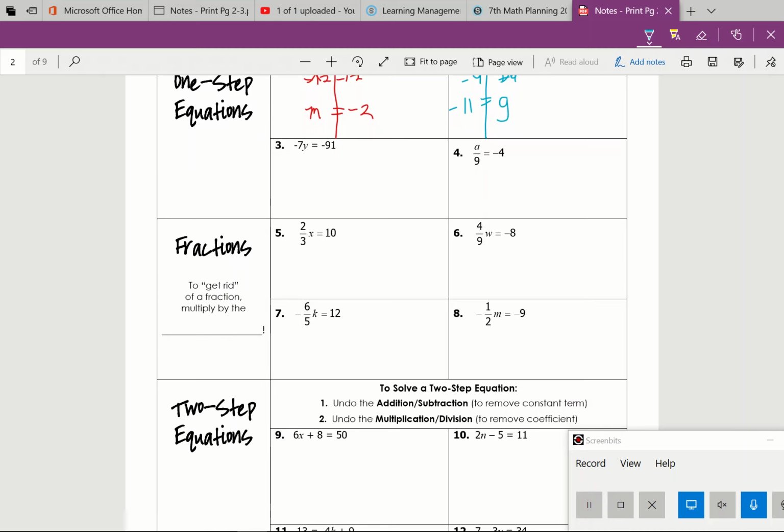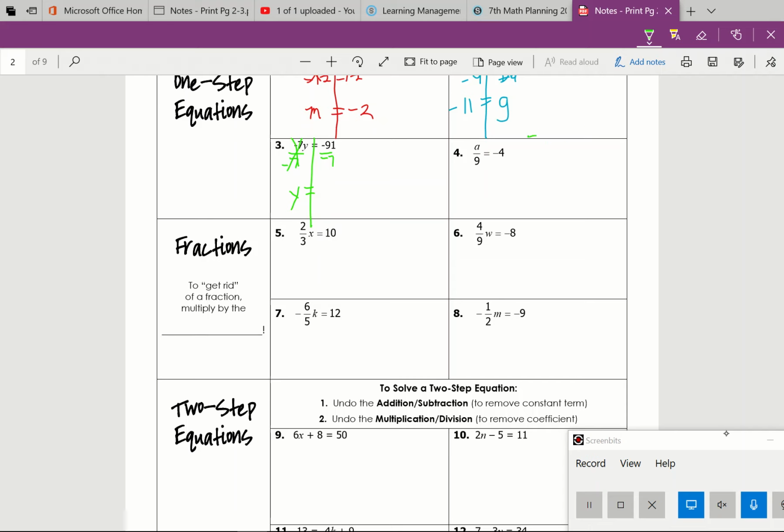Let's try number 3. So again, I'm going to divide it up. Draw myself a line. Now this time y is on the left, but it's not being added or subtracted. I know that's a minus 7. It's a negative 7. And it's being multiplied by y. So we are going to divide by negative 7. That crosses this out, and you get y equals. Now this is negative 91 divided by negative 7.